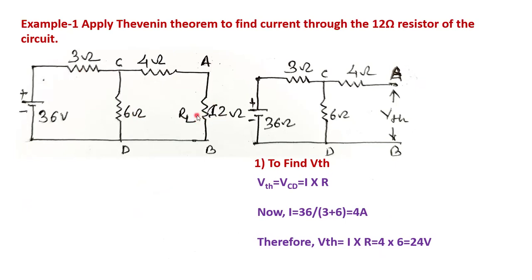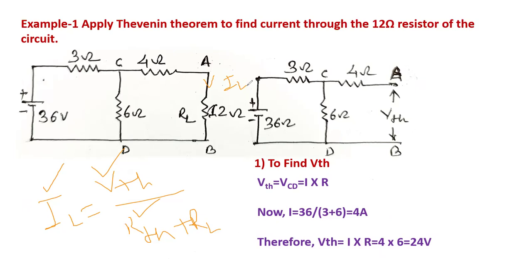So again our formula is very simple, IL is equal to VTH upon RTH plus RL. This is our formula using the Thevenin theorem. First we have to find out the VTH, then the RTH, then the RL value we know. Just put the values of VTH and RTH into this equation and find the value of load current IL flowing through the load resistance RL.